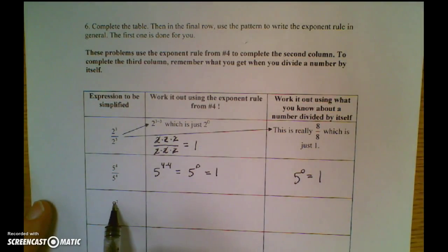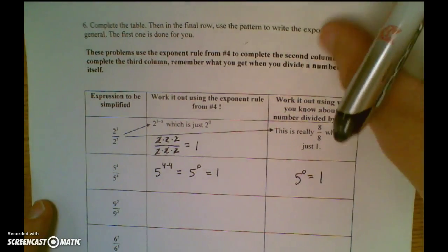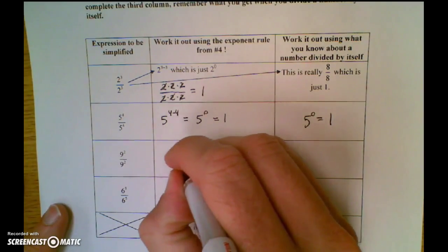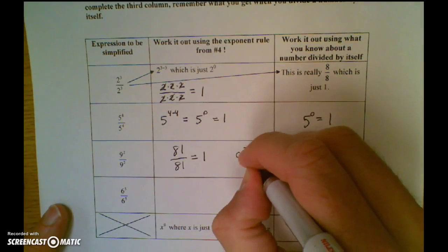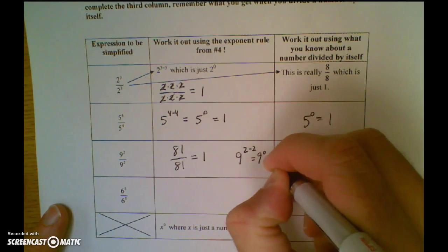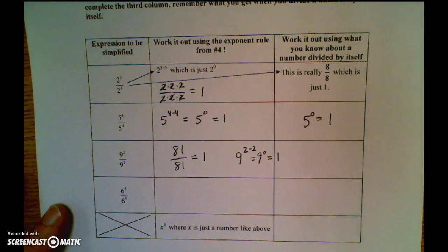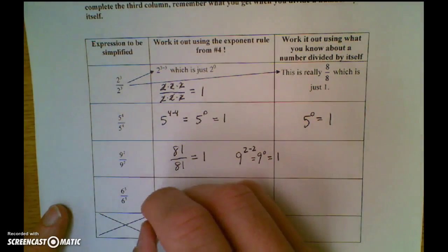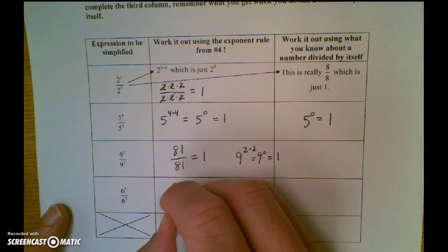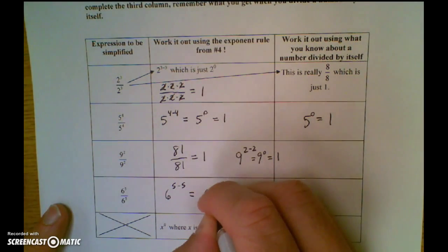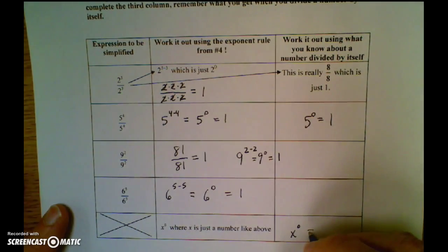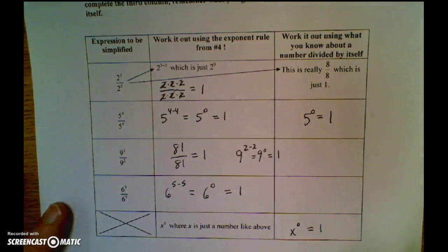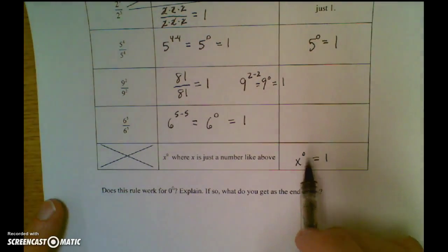You could, if you wanted to, simplify this and use the powers, if that helps you see it. 9 squared is 81. 81 over 81 is 1. Using the exponent rule, you get 9 to the 0, which we've identified as equal to 1. Same thing over here. Let me use the exponent rule this time. So x to the 0, or x is just like a number above, x to the 0 is always going to give you 1. No matter what the base is, it's always going to be 1 if it's raised to the 0 power.